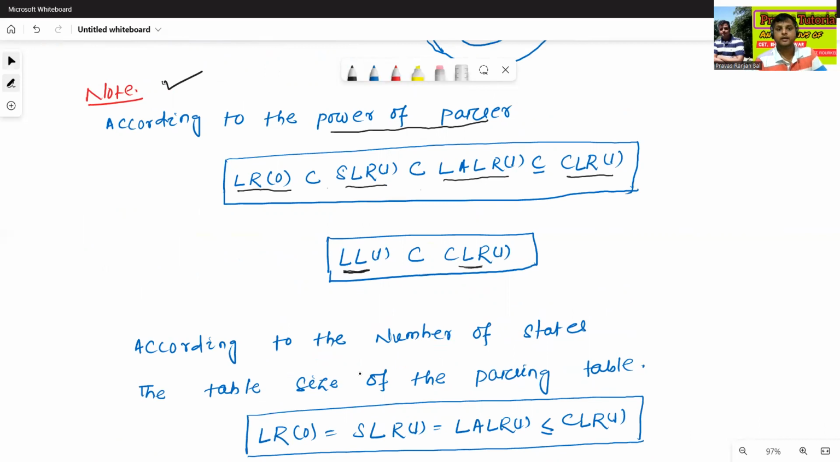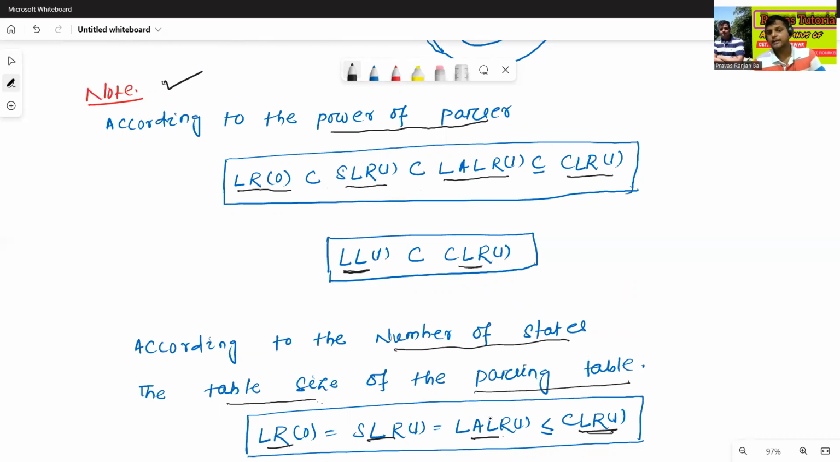One more note point, according to the number of states, or the table size of the parsing table. If we consider the table size of the parsing table, remember the number of states of LR0 is always the same as SLR1, always the same as LALR1, but it is less than or equal to what? CLR1.